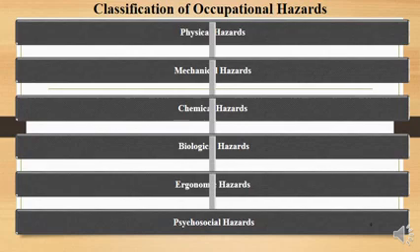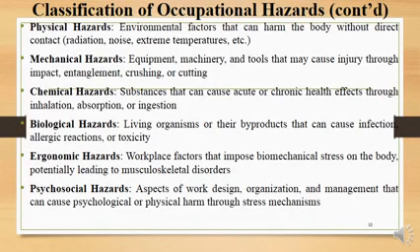Classification of occupational hazard: we have the physical hazard, the mechanical hazard, the chemical hazard, the biological hazard, the ergonomic hazard, the psychosocial hazards. Physical hazards: environmental factors that can harm the body without direct contact. So examples are radiation, noise, extreme temperatures.